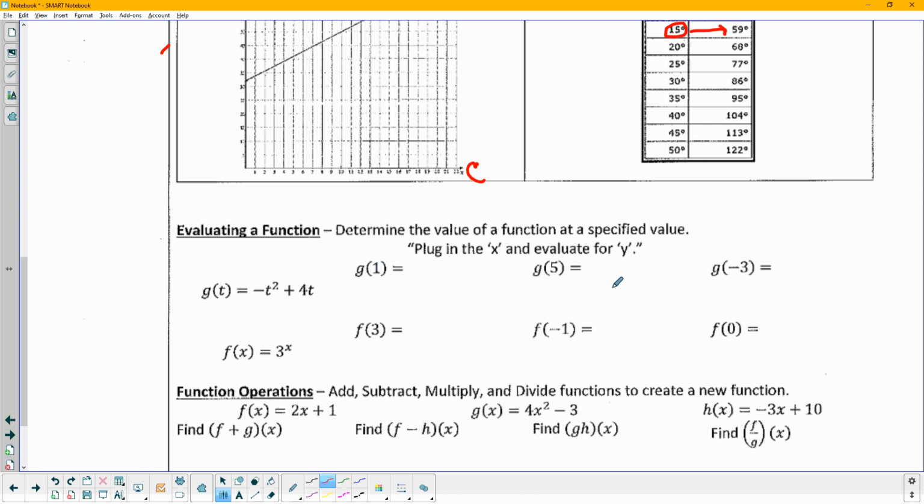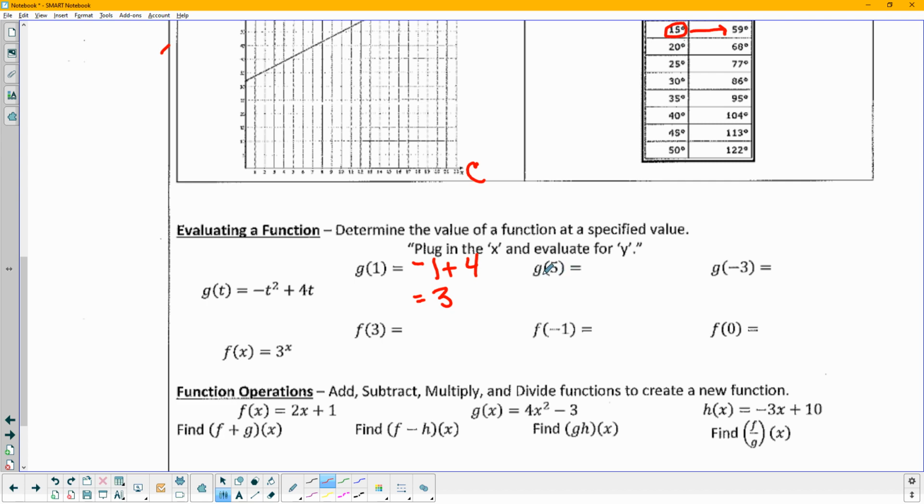So for this first row, I want to find all the g's. I want to find g of 1, g of 5, and g of -3. On the bottom, I want to find my f's. So the function rule for g is negative t squared plus 4t. My input is t, my output is g of t. So if I'm plugging in 1, 1 squared is 1, negative of that is -1. So I have -1 plus 4 times 1, which is 4, and we get 3.